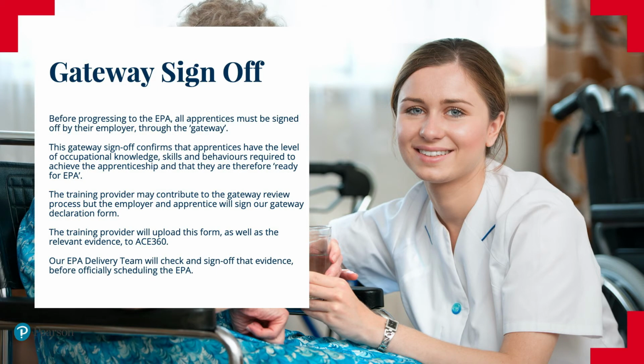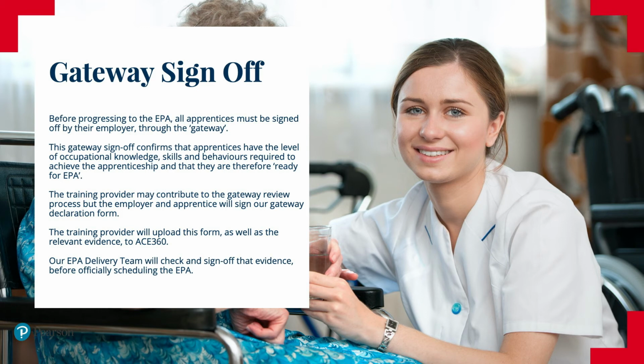So gateway sign-off is really important. And before we begin the endpoint assessment booking and process, the apprentices need to have got to the point where they are ready to be signed off through the gateway. So essentially, the gateway sign-off confirms that apprentices have the level of occupational knowledge, skills and behaviours required to achieve the apprenticeship, and that they're therefore ready for endpoint assessment.